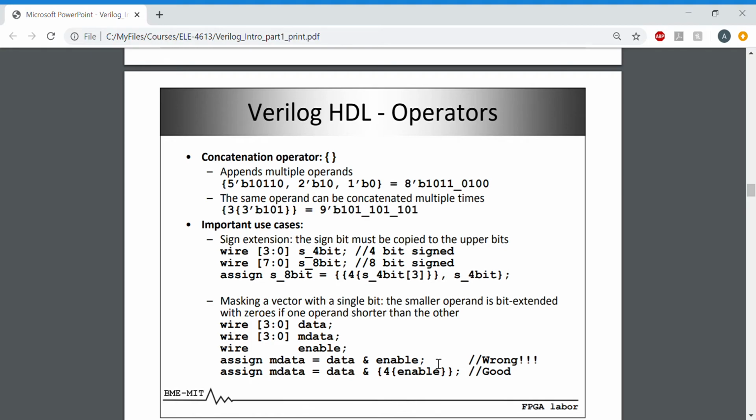Remember, this is a hardware description language. You are copying the wire 4 times, which means connecting 4 wires to 1 wire, which has the same name. But this is what it means. And then doing an AND operation between them.